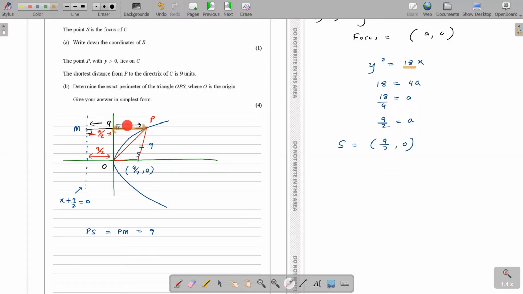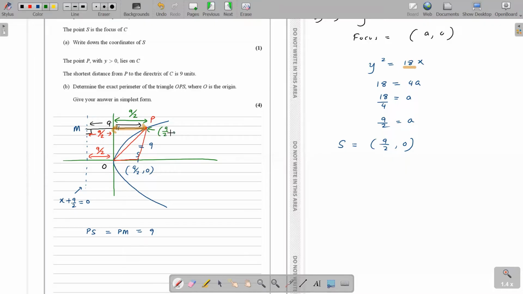So from the y-axis, the horizontal distance you measure will immediately give you the x coordinate. So from this entire 9, the full distance, you subtract the 9 over 2. That gives you the remaining. How much is 9 minus 9 over 2? It's 9/2, which means this distance from the y-axis to point P, the horizontal distance, is 9/2, which tells us what? The x-coordinate of P is 9/2.